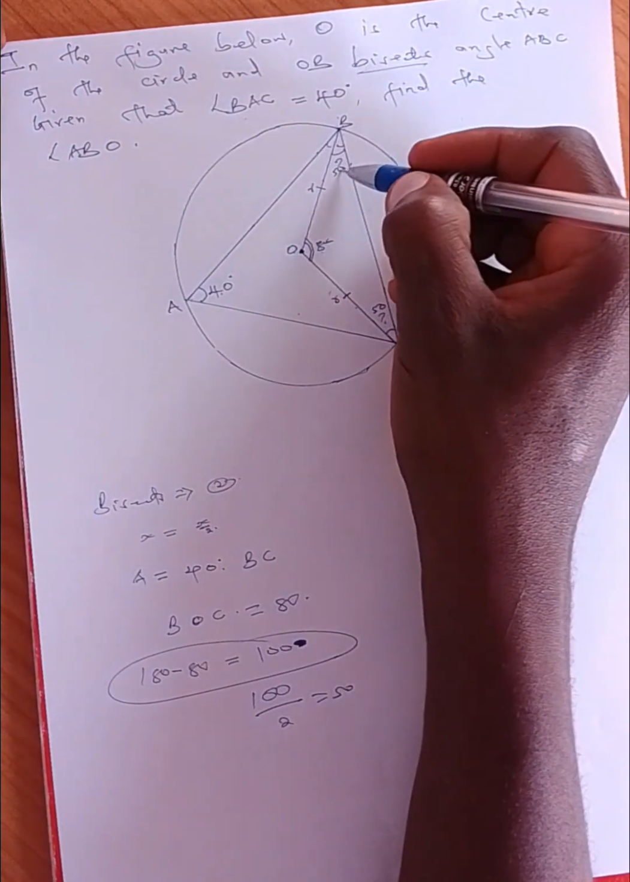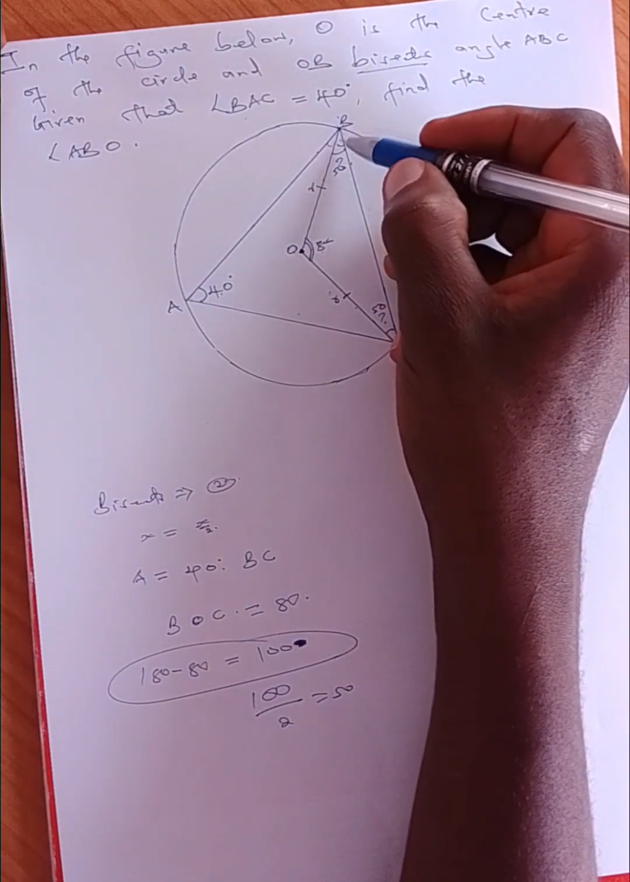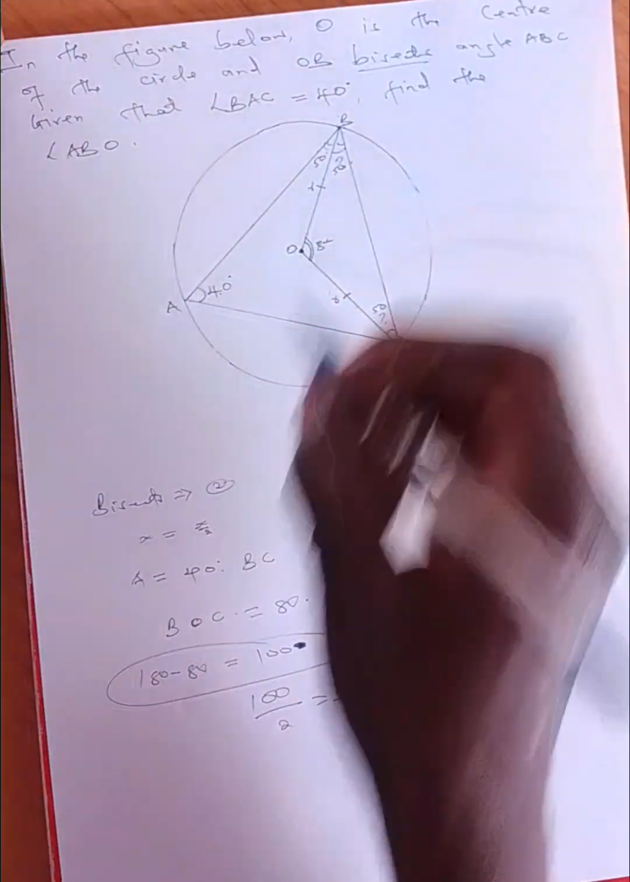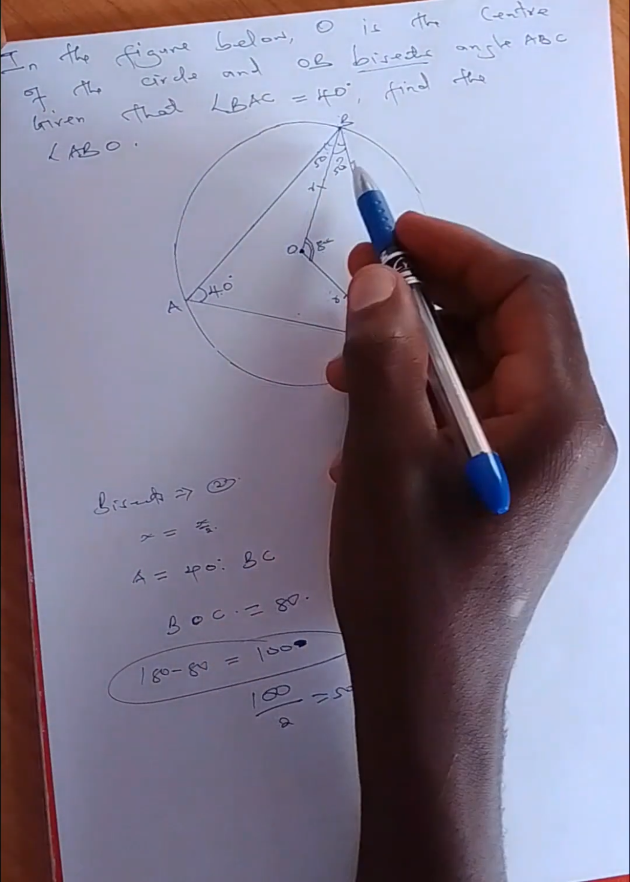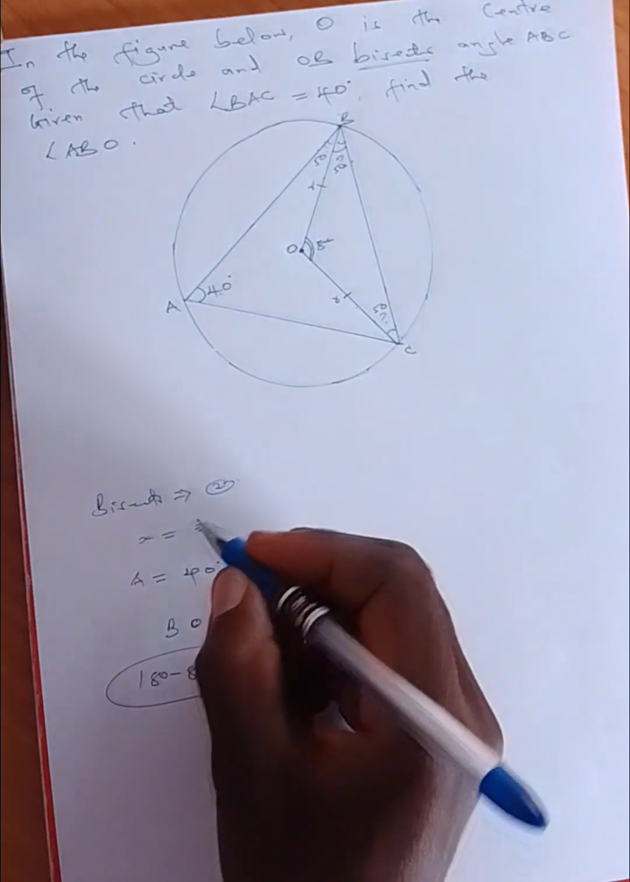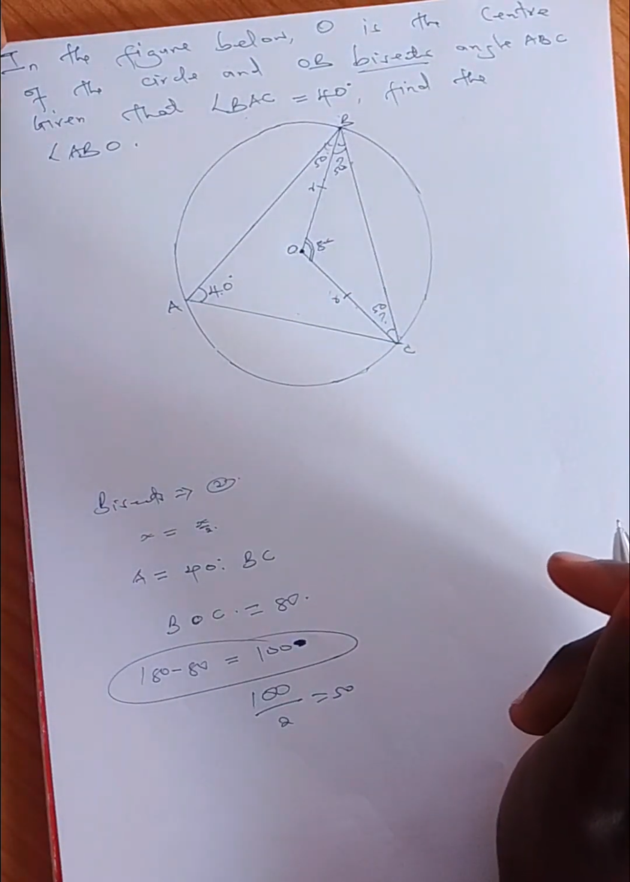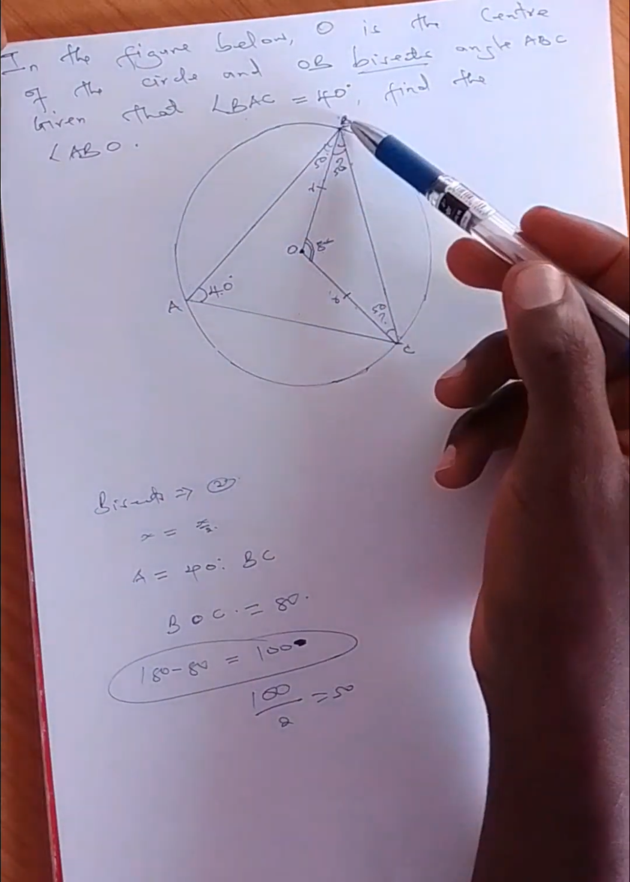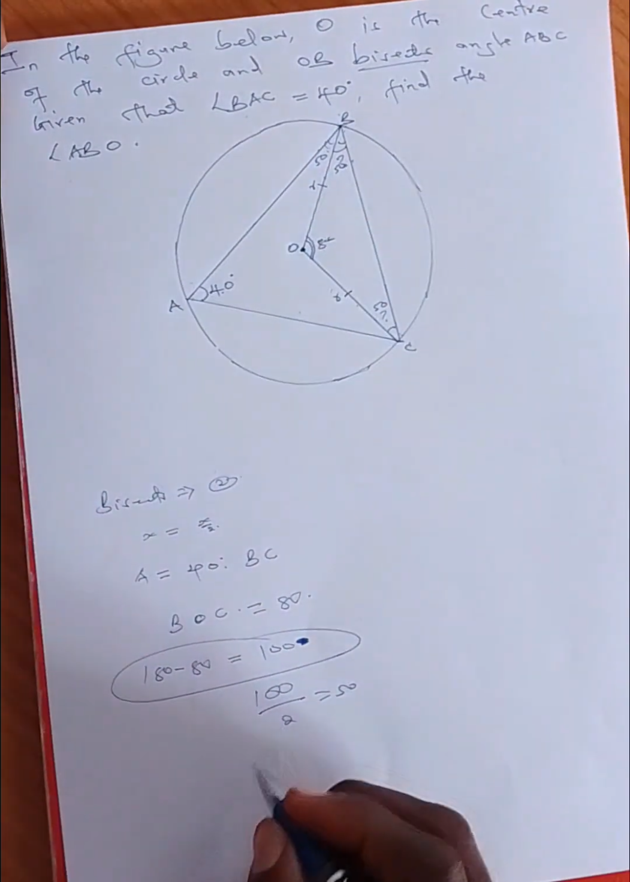Because if here is 50, and we were told that this line bisects this angle, meaning here will also be 50, because we said if here is x, then here is also x, so they are equal. So the question is find the angle ABO. ABO is 50 degrees.